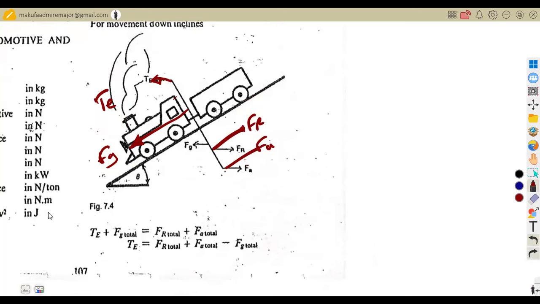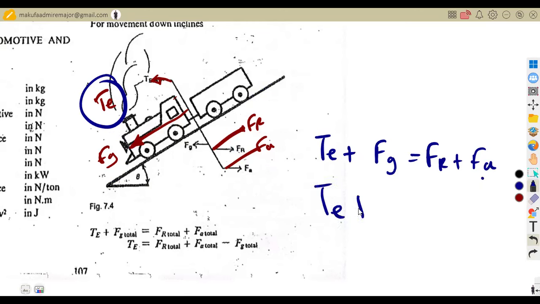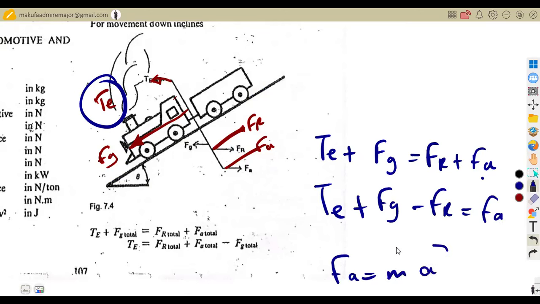Always. So formulating an equation, it means our tractive effort plus our incline force should be equal to these ones on the right, which is FR plus FA. So if I want FA, I'm going to be left with TE plus FG minus FR is equal to FA, which is the accelerating force. And we talked about this, that the accelerating force is equal to mass times what? Acceleration. So you can also calculate acceleration from there.